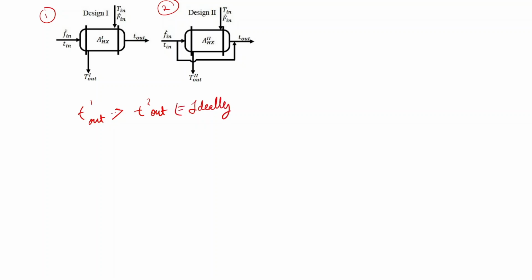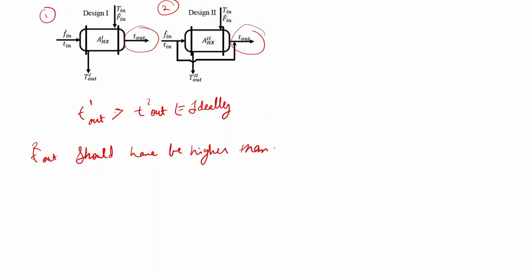Ideally this should have been the case, that is T1 out should have been greater than T2 out, but from the diagram we can see that both the temperatures are the same. So ideally this T2 out should have been higher, since we are mixing this cold fluid, the temperature is less, so ideally T2 out should have been higher than T out.